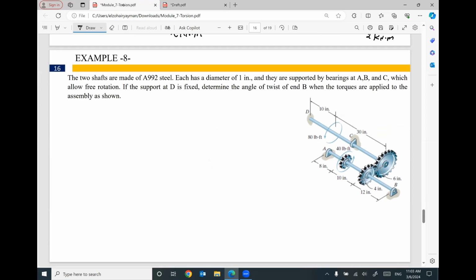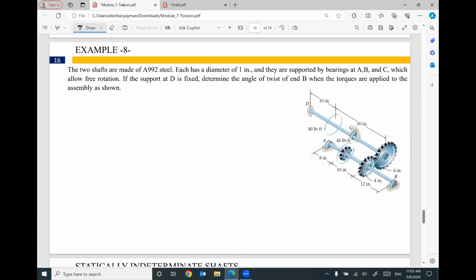One more example in this video. We have this assembly, 2 shafts made from the same material. Each has a diameter of 1 inch. So keep in your mind, this shaft and this shaft will have the same diameter. That means the same value of J, which equals pi divided by 32 times this diameter to power 4. So the value will be pi divided by 32.